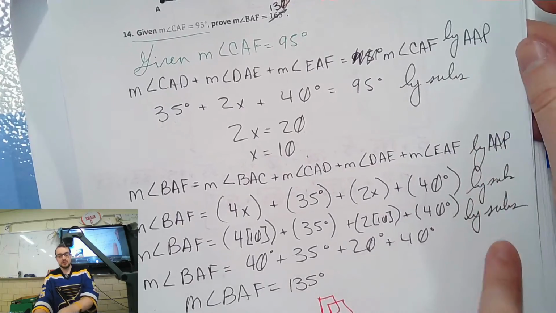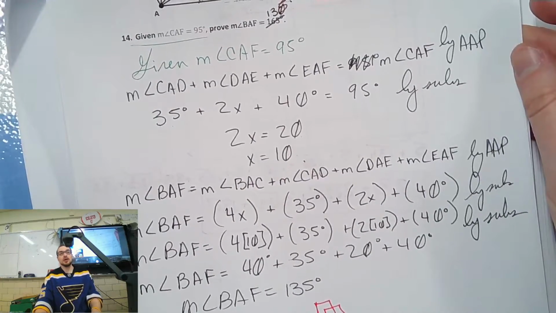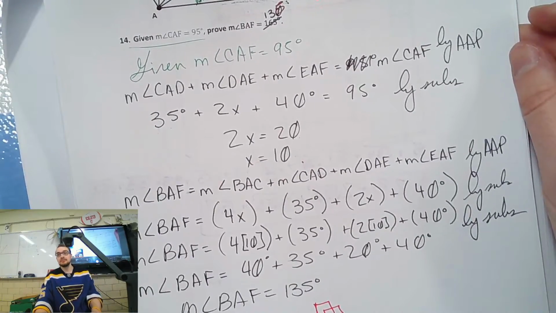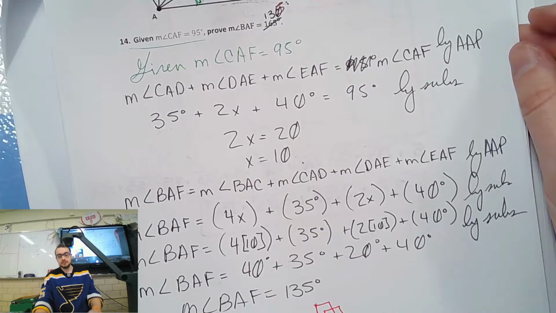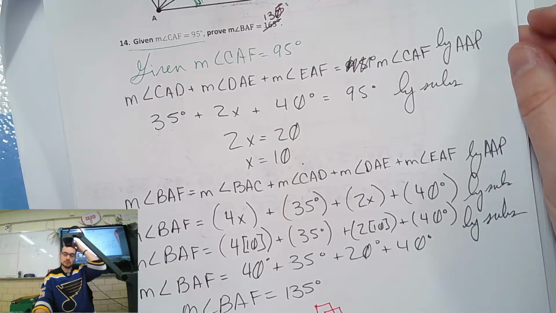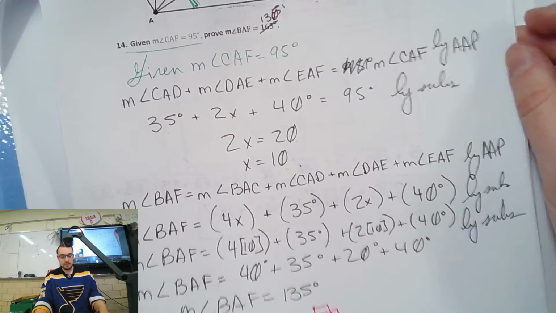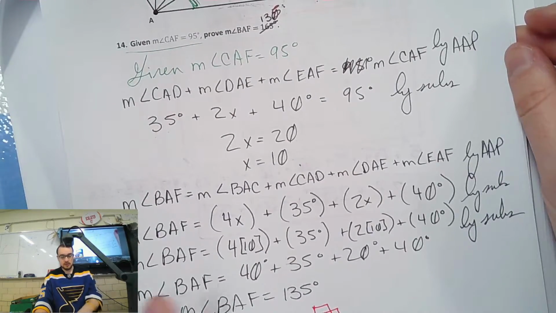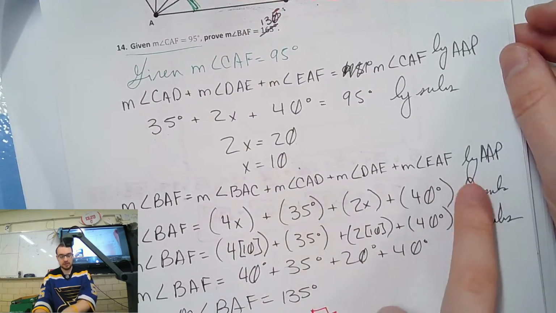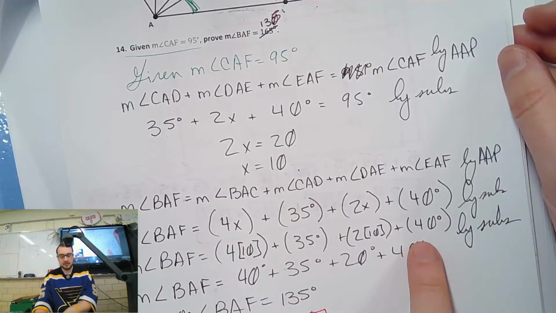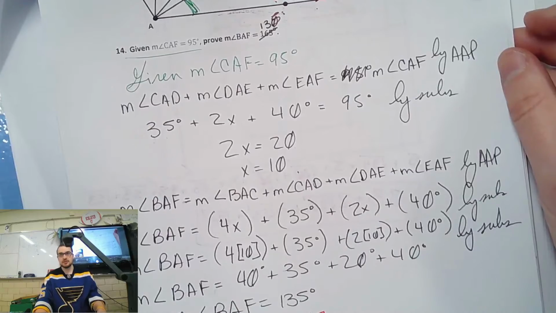Do you need to write this stuff over here, by substitution, by angle addition postulate? Oh yeah, that's the point. But do we have to write all the stuff you did in the middle of that? Like what? This? 4x plus 35 degrees plus 2x plus 40. Yeah, that's by substitution. We started here, and then we substituted their values. Then we got their values times x, and then we had these.